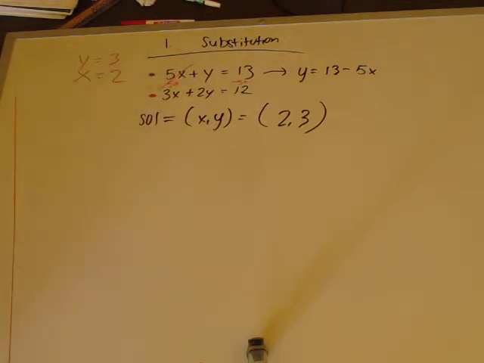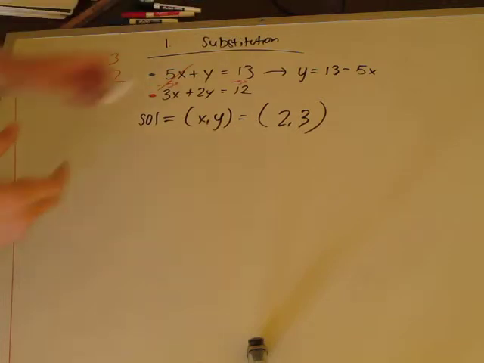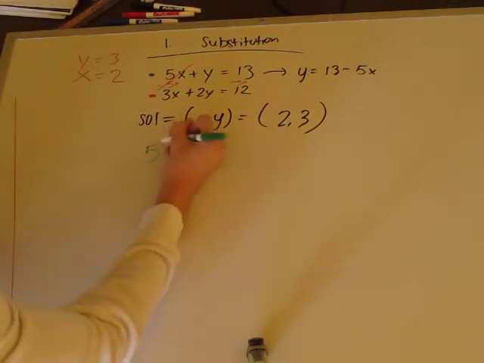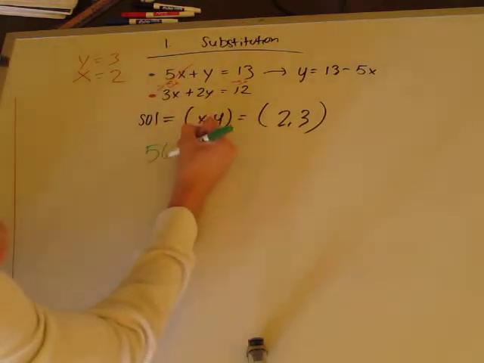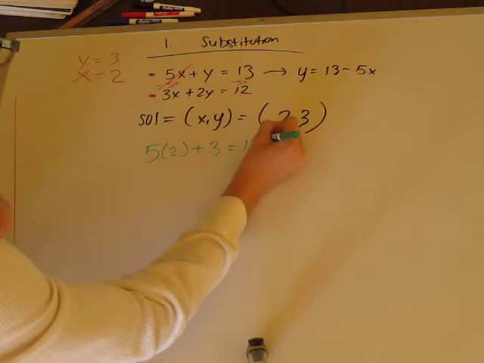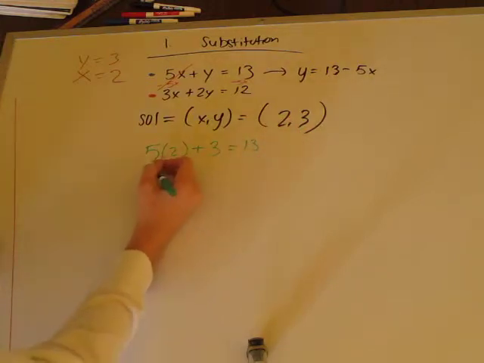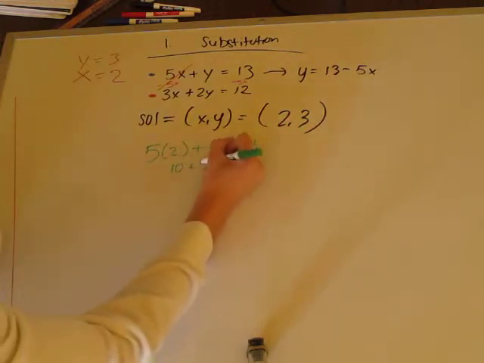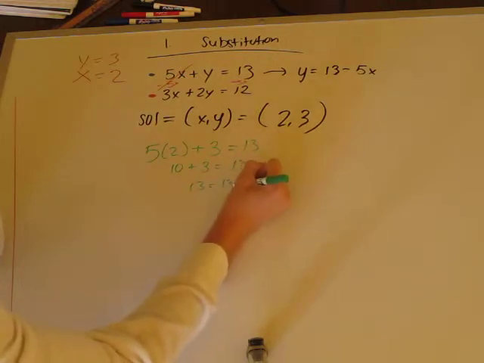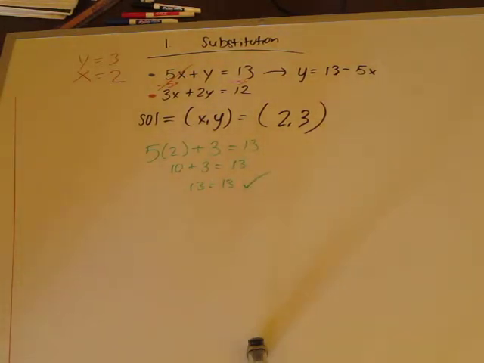So let's go ahead and plug that in. I'm going to do that in green right now. So our first equation is 5 times x, which is 2, plus y, which is 3, equals 13. 5 times 2 is 10, plus 3 equals 13. 13 equals 13. That's good. So it works on the first equation.